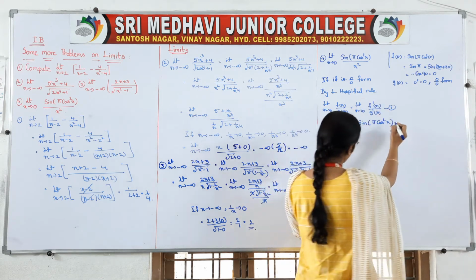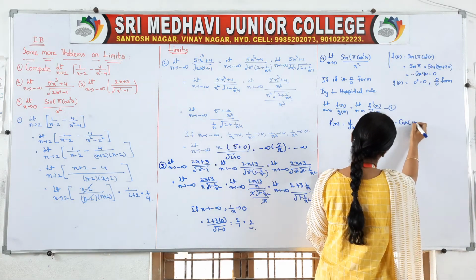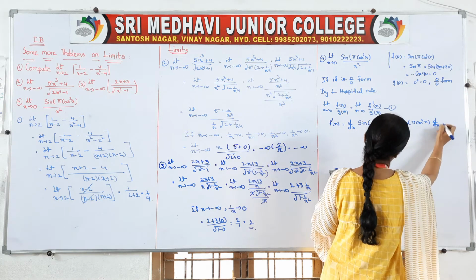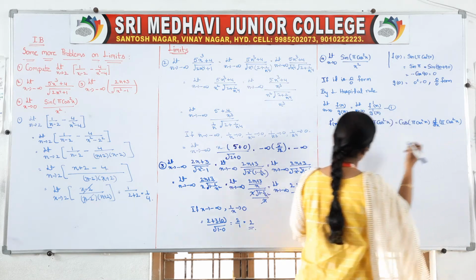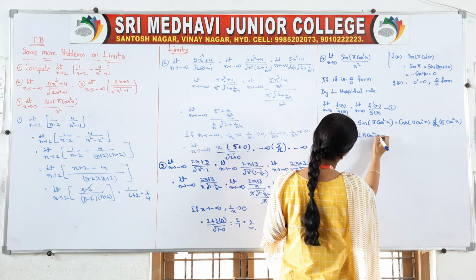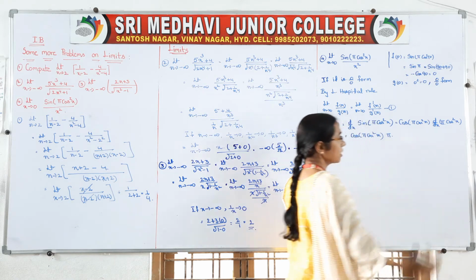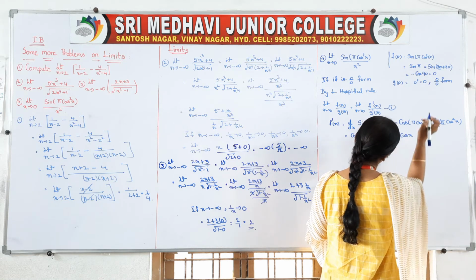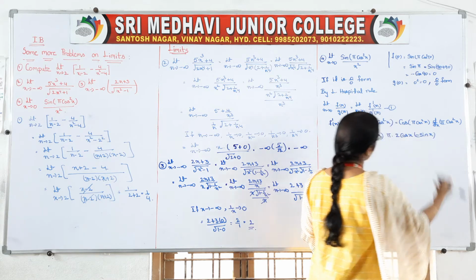So come on, d by dx of sine of any value is cos of that value into d by dx of that value, isn't it? So it is a standard formula. So it is equal to cos of pi cos square x. And d by dx of pi is a constant. d by dx of cos square x is 2 cos x into d by dx of cos x, which is minus sin x.